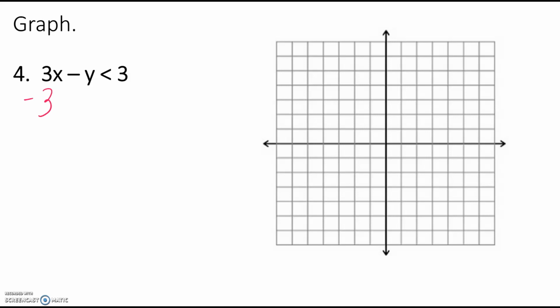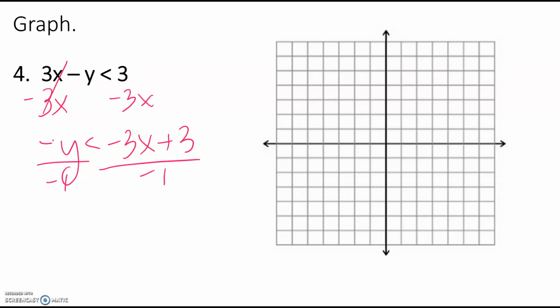Okay, our next one here, again, I'm going to solve, so I'm subtracting my 3x. And this time I have to divide by a negative 1. So remember, when you divide by a negative, you flip your inequality sign. Okay, so I'm going to start at a negative 3. And I'm going up 3 and right 1.